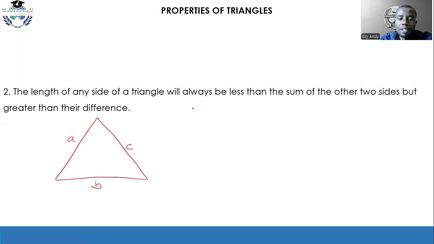So according to this property, if we pick a side, say A, its length will be less than the sum of the other two. So in this case, it will be less than B plus C. And at the same time, that same side A will be greater than the difference of the other two sides. And we can combine this to say that any side, in our example A, ranges from the difference of the other two sides to the sum of those same two sides.